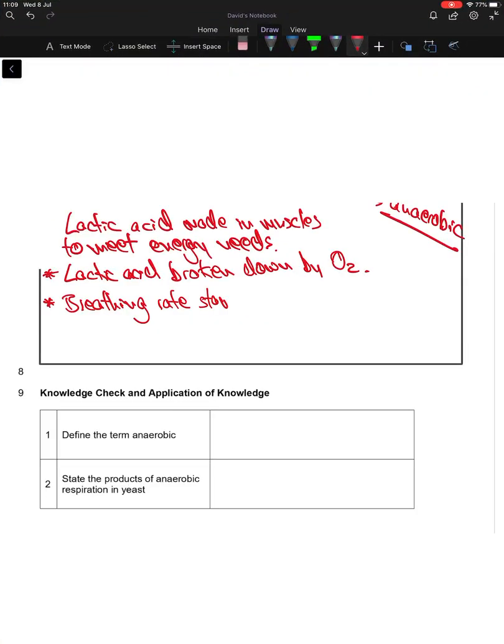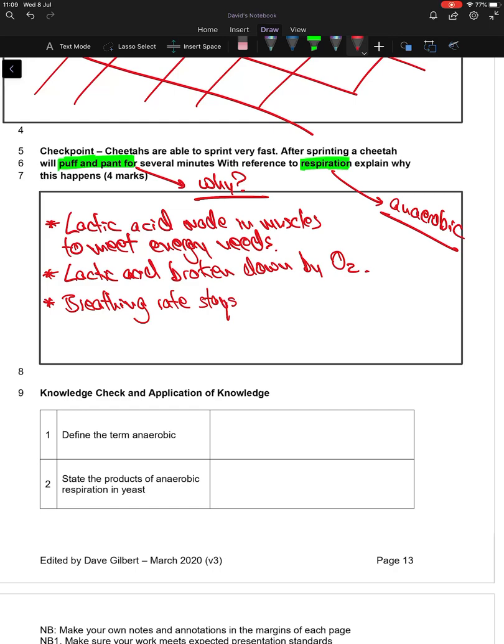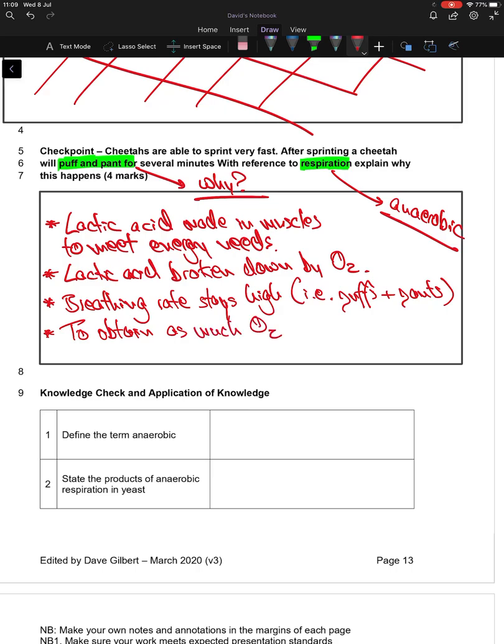Sorry folks, let's try that again. So its breathing rate stays high, i.e. puffs and pants. Why? To obtain as much oxygen as possible, in order to remove the lactic acid.